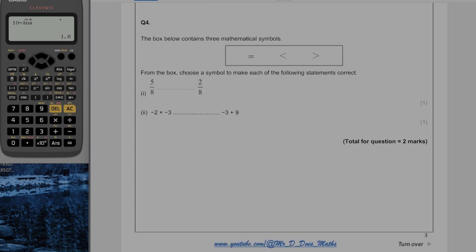Question 4. The box below contains 3 mathematical symbols: equals, less than, greater than. From the box, choose a symbol to make each of the following statements true. So 5/8 is greater than 2/7. And then minus 2 times minus 3 would give you +6, and then -3 plus 9 would also give you 6, so those two are equal.